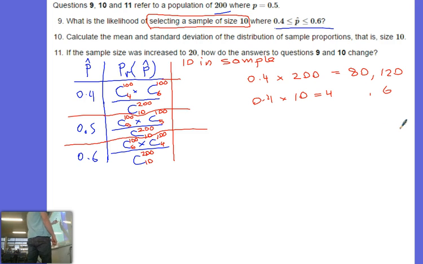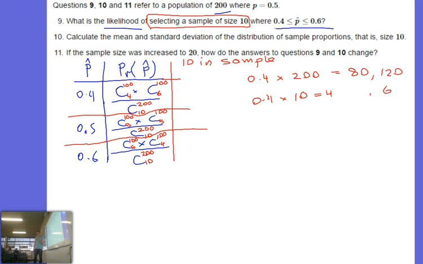Okay, and then that gives you an associated probability that we can calculate. And so if you think about what's the likelihood of selecting a sample size of 10 within this interval, then we want to know the probability where p hat is 0.4, or the probability where p hat is 0.5, or the probability where p hat is 0.6. How do we work that out?